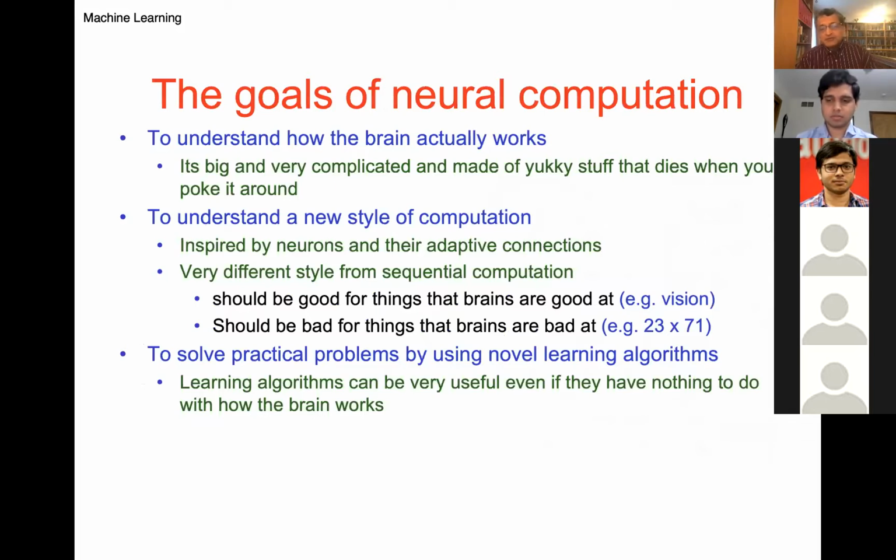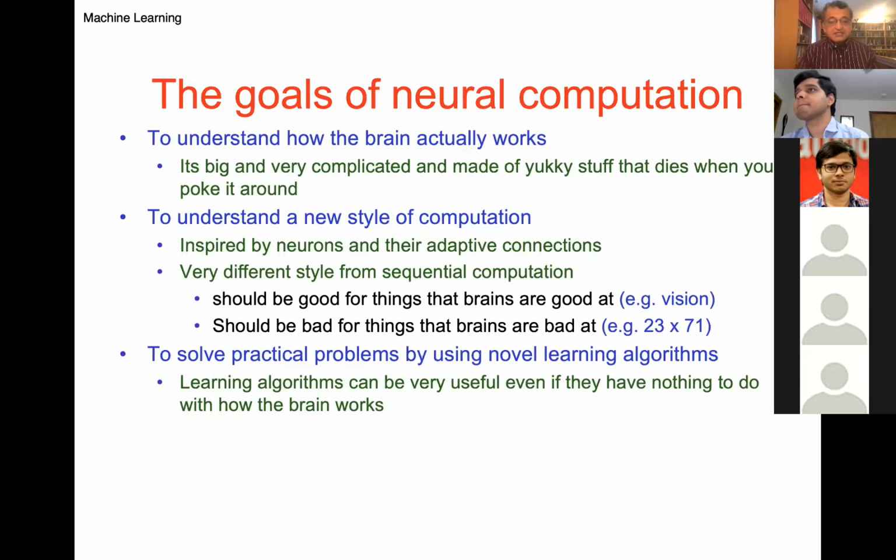So what do people in this area, neural computation, do? Maybe you will get excited enough on this topic and want to do neural computation. What do they do to understand how the brain actually works? It's big, very complicated, and made of yucky stuff that dies when you poke it around. All right, very technical terminology here. Things can die if you poke around with it.